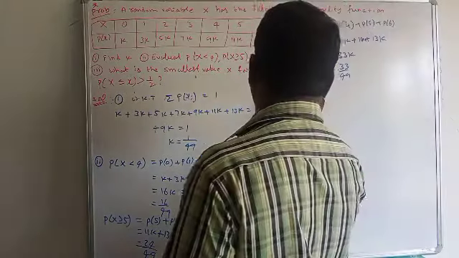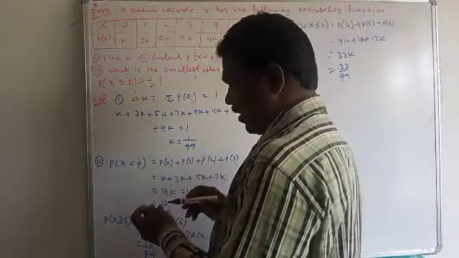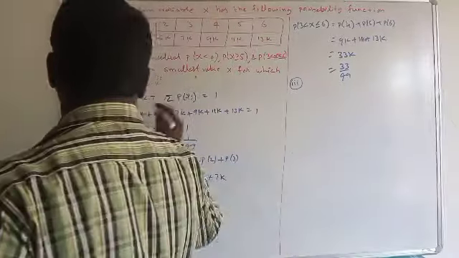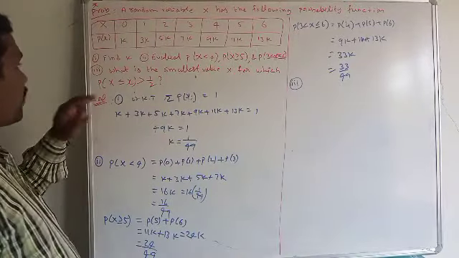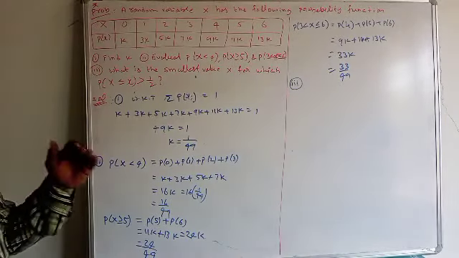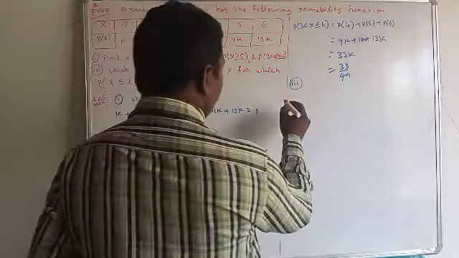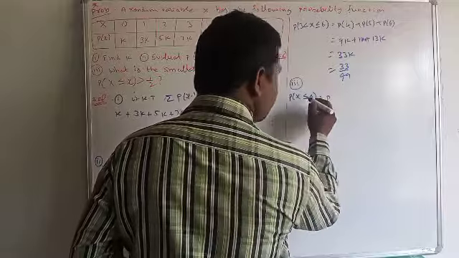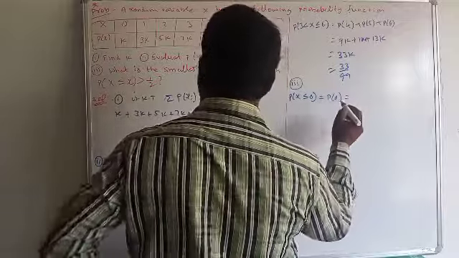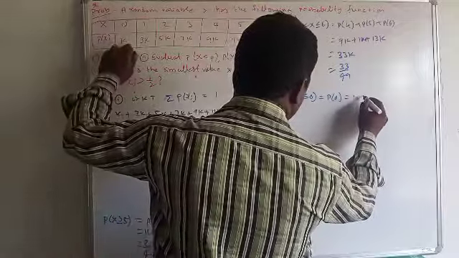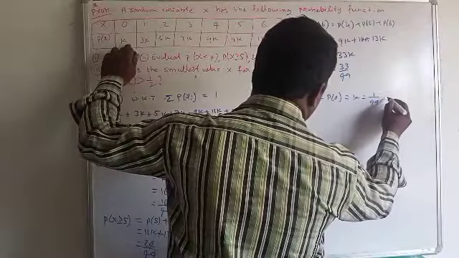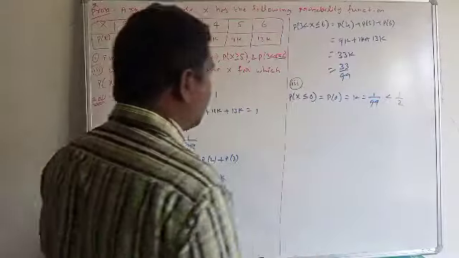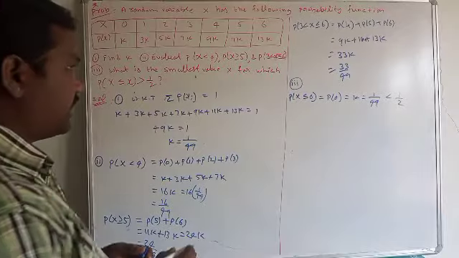Next, third bit, we have to find the smallest value of x for which probability of x is less than or equal to small x is greater than 1 by 2. One by one we check. First, probability of x is less than or equal to 0, which is the probability of 0. Probability of 0 means k, and k means 1 by 49. Clearly this is less than 1 by 2, so x value 0 does not work.